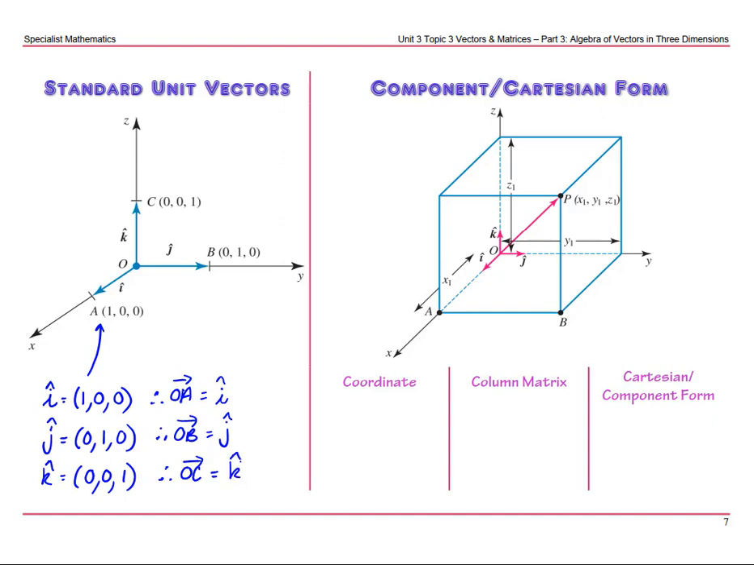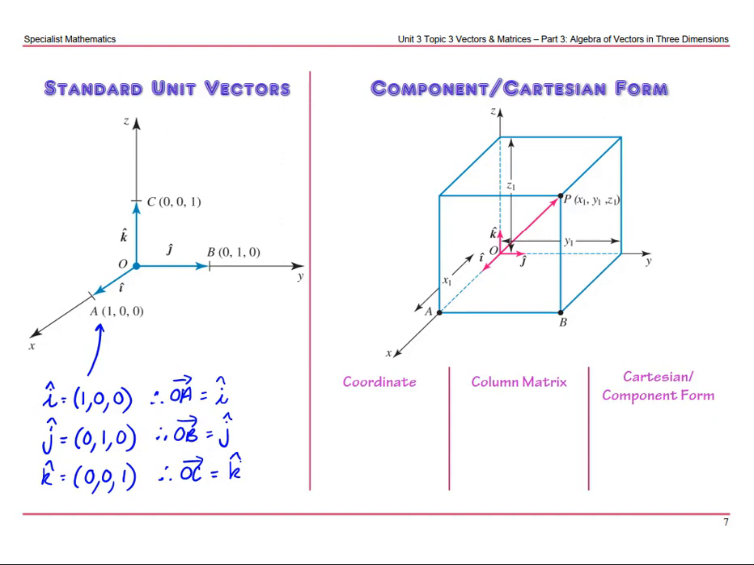So just remember the unit vector i is in the positive direction parallel to the x-axis with magnitude 1. The unit vector j is in the positive direction parallel to the y-axis with magnitude 1. And the unit vector k is in the positive direction parallel to the z-axis with magnitude 1.